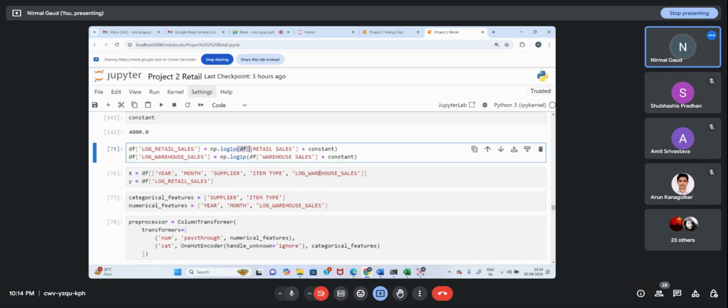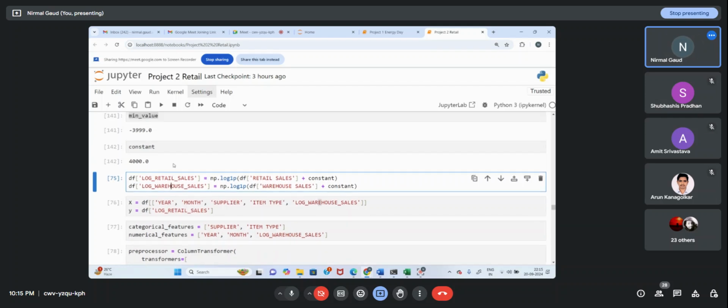Then I took the log. The constant is 4,000. Whenever the retail sales is negative, or whatever the negative values are, it will turn into a positive value. So the log will be safe. So in retail sales and warehouse sales, I took the log by keeping myself safe.